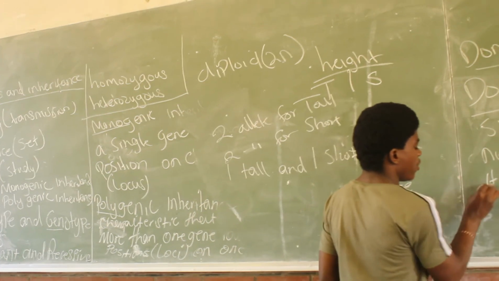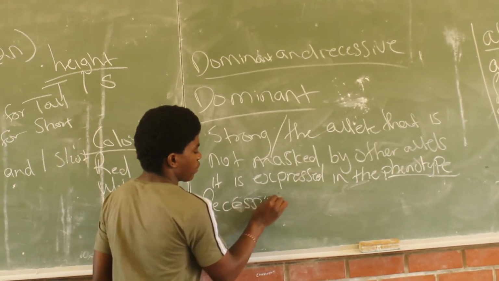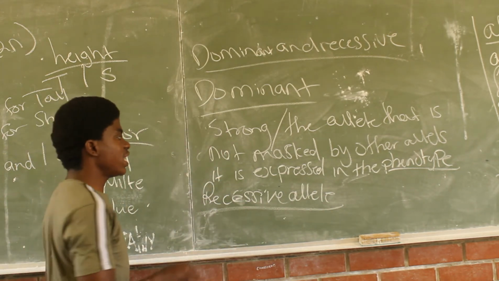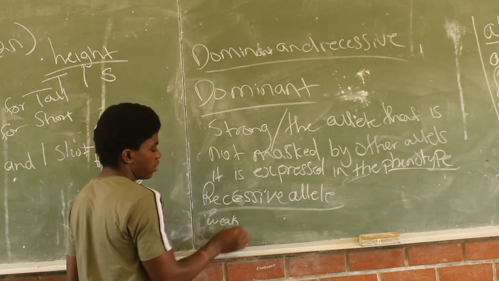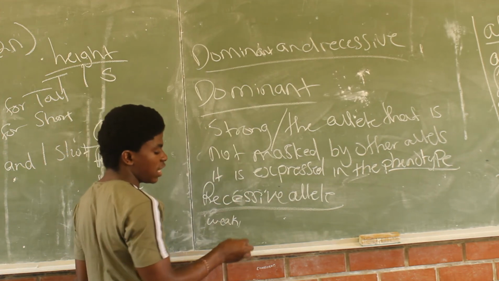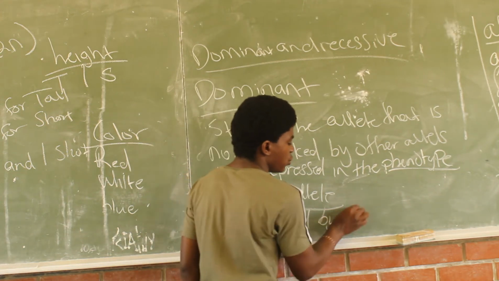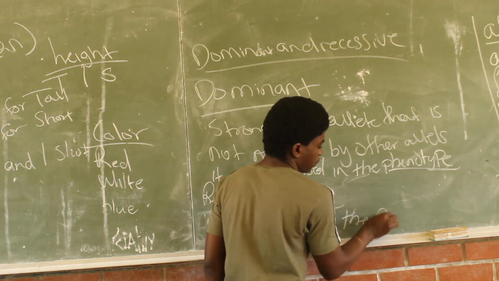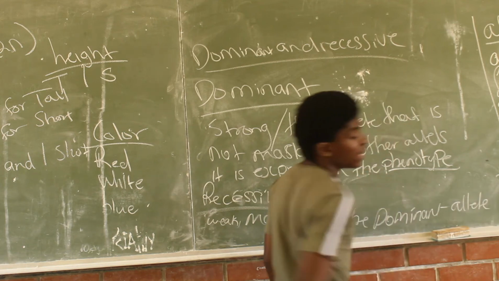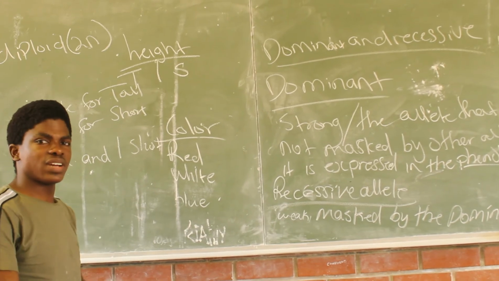Then we have a recessive allele. What is a recessive allele? A recessive allele is the one that is weak, for lack of a better word, which means it's the opposite of the dominant allele. It is masked by the dominant allele. So we have dominant alleles and recessive alleles.